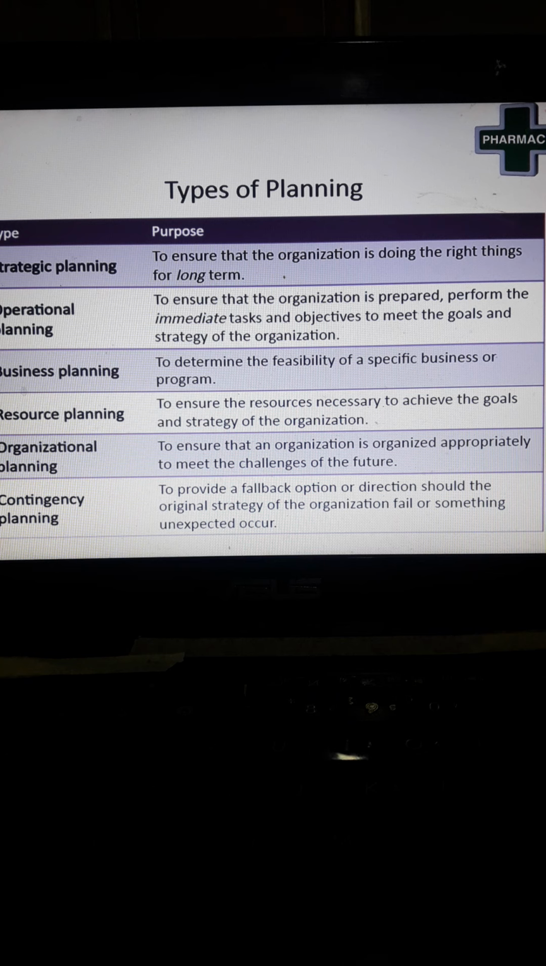So we have to assess. They have to gather more information, gather more complaints. Yes, that is part of planning in order to solve the problem.